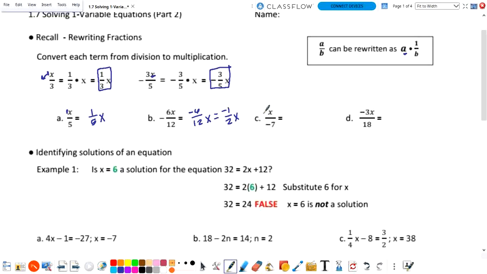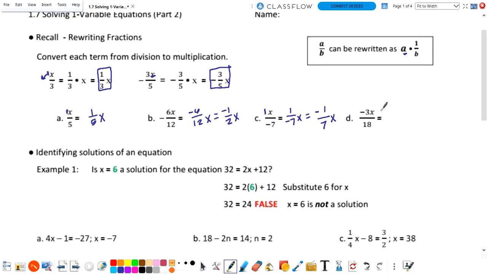Same thing with c. We know that there's a 1 here. So we can pull this x out, keep our 1. So we'll have 1 over negative 7x. And we want that negative not in the denominator, so just put it out to the side or put it in the numerator. Negative 1 over 7x.